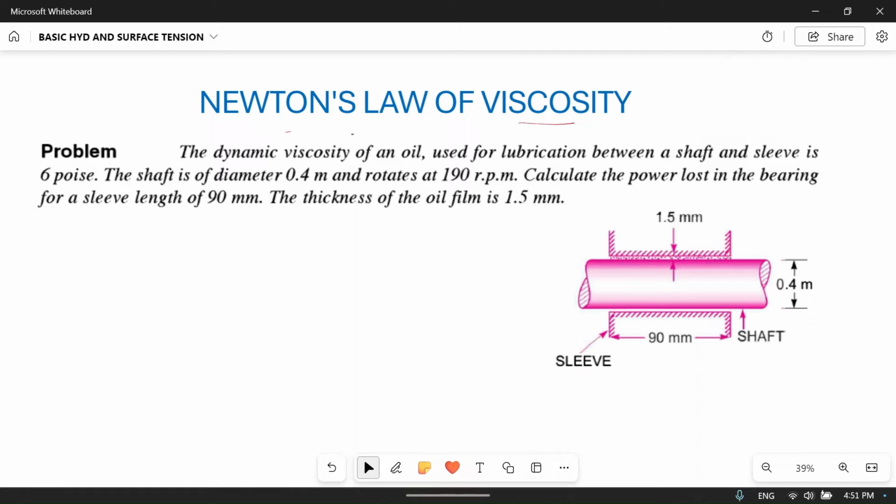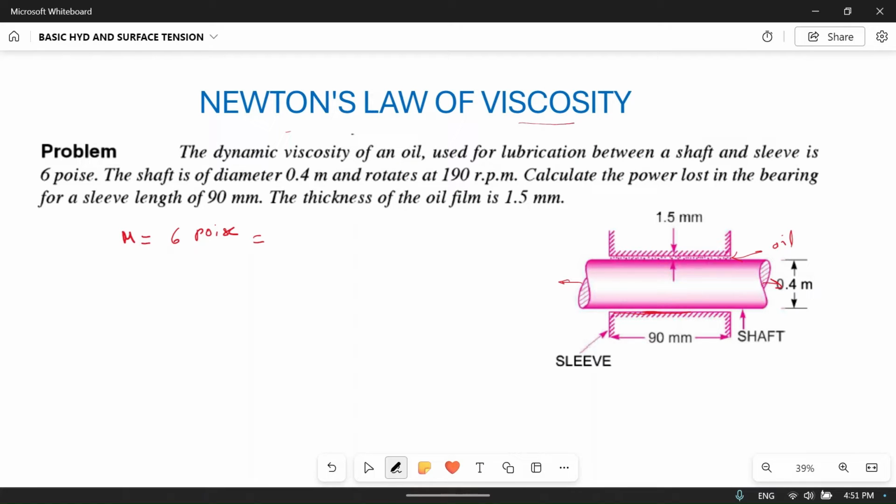The dynamic viscosity of an oil used for lubrication between a shaft and a sleeve is 6 poise. So dynamic viscosity is mu, which is 6 poise. It is given here. And the lubrication is between shaft and sleeve, so this one is the sleeve and this circular part is the shaft. So oil is used between them. This one is oil. Okay, so first of all we will convert it into standard units.